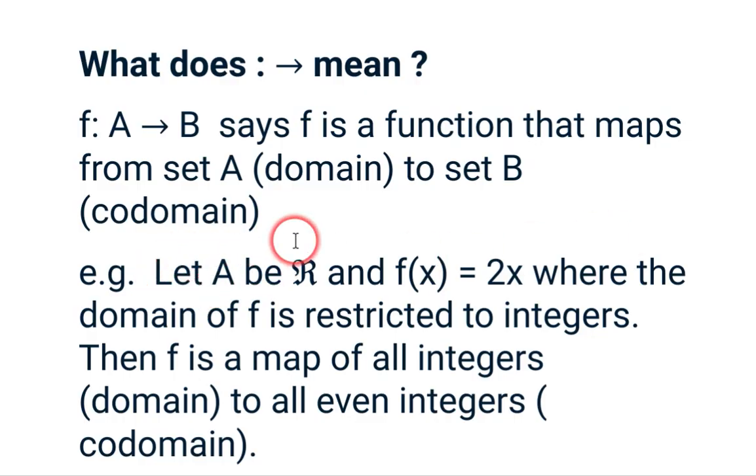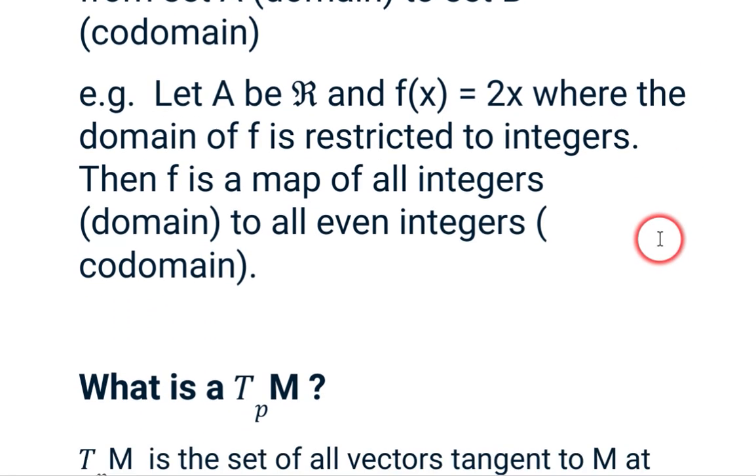So let A be in R and f of x is equal to 2x, where the domain of f is restricted to integers. Okay, so we just have integers 1, 2, 3, 4, 5. Then f is a map from all integers, the domain, to all even integers, because for every value of x in A, we get 2x in B. So it's all even integers, the codomain. I hope that's right. That's how I understood it.